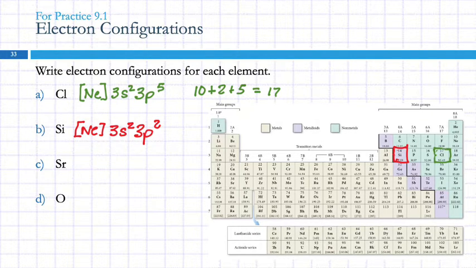Okay, strontium. Strontium's over here. What's the previous noble gas for strontium? Yeah, I accidentally swiped onto a different page on my iPad. Yeah, so for strontium, we're coming up the previous one and going to the end, so it's krypton. And then after krypton, we just have these guys here. So that is 5s2.